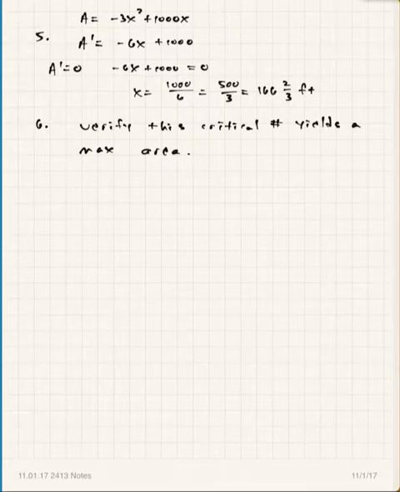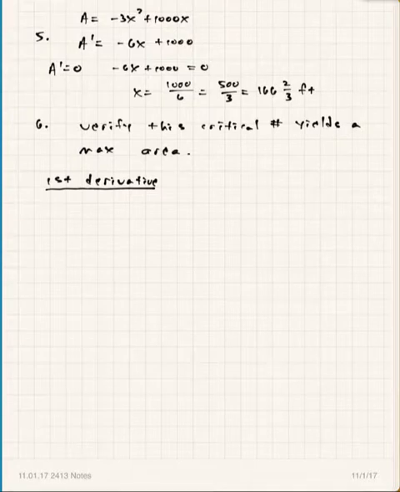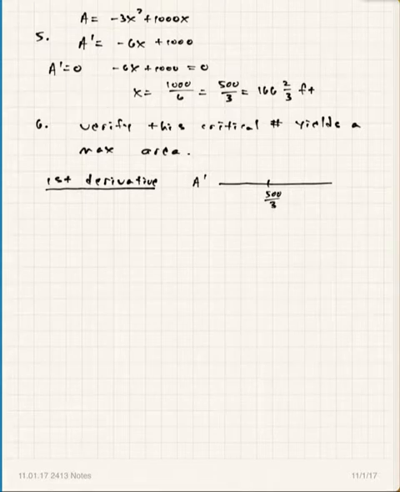All right, so if you did this with the first derivative test, there are 3 ways that we talked about, as we were going through the steps for solving these kinds of problems, for verifying that the critical number actually yields a maximum. One is to use the first derivative test. So the first derivative test, here we have A prime, here we have 500 over 3, and we want to see what the sign of the derivative is around our critical number.